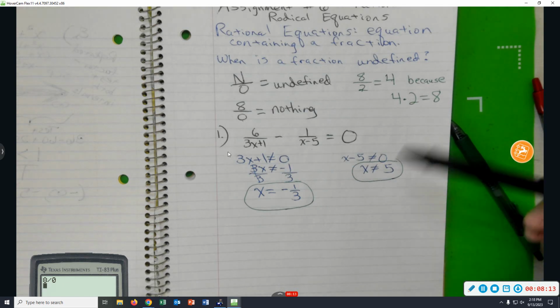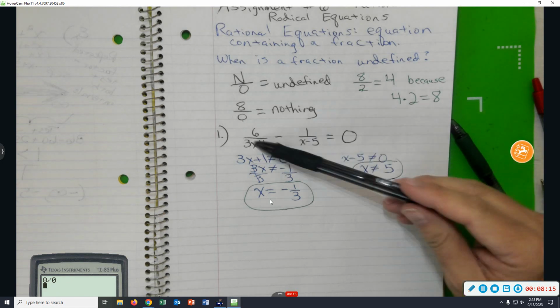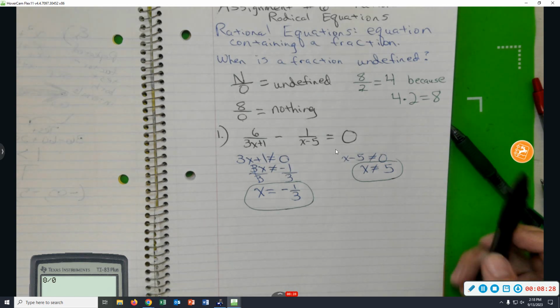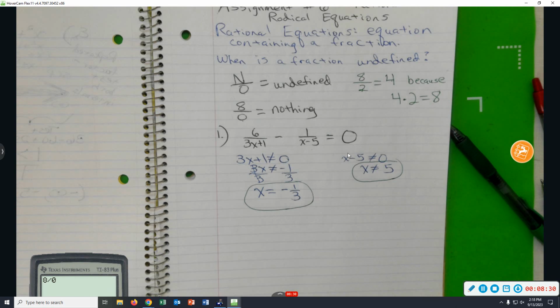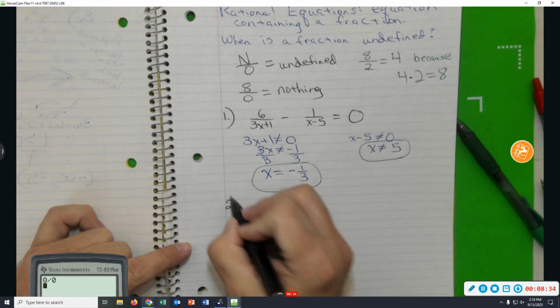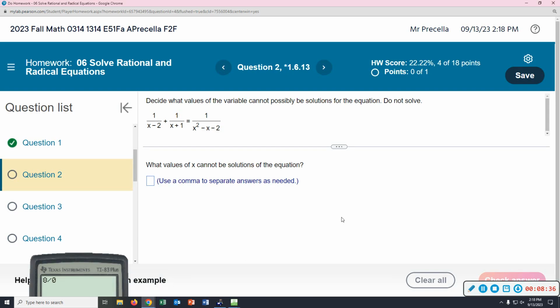Yeah. What about, suppose I solved it and I wound up with 50 million. Would 50 million be an okay solution? Yeah. What are the only two numbers that we would have to discard as solutions? Negative 1/3 and positive 5. Okay, number 2, same type of problem. Once again, we want to decide the values that cannot be solutions.